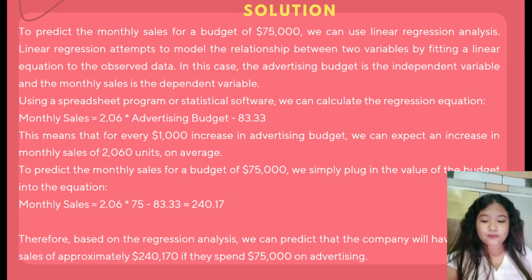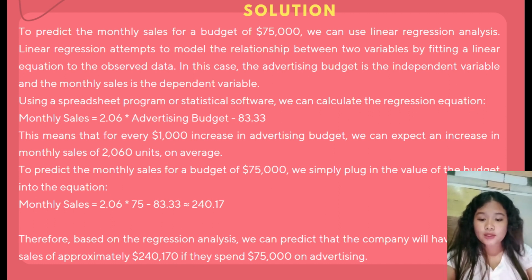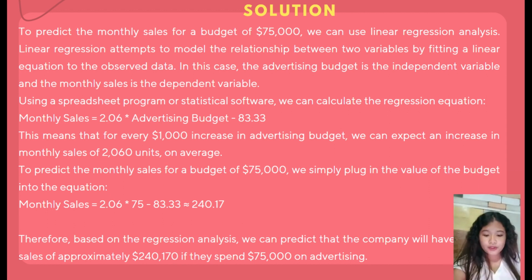To predict the monthly sales for a budget of $75,000, we simply plug in the value of the budget into the equation. So the equation is monthly sales equal to 2.06 times 75 minus 83.33, which is approximately equal to 240.17. Therefore, based on the regression analysis, we can predict that the company will have monthly sales of approximately 240,170 units if they spend $75,000 on advertising.